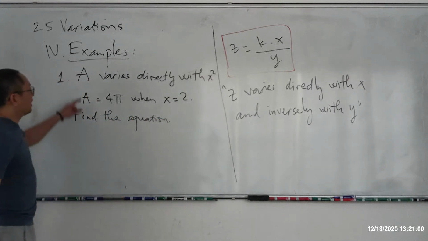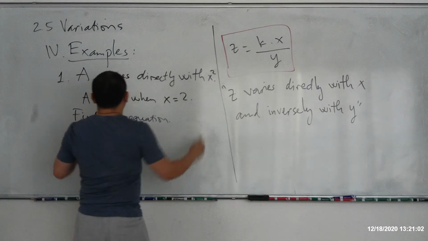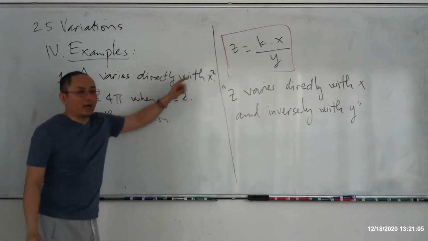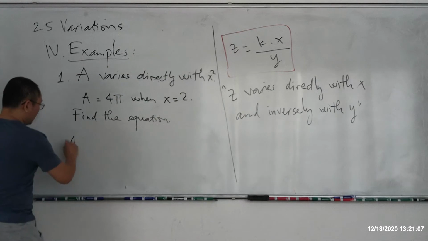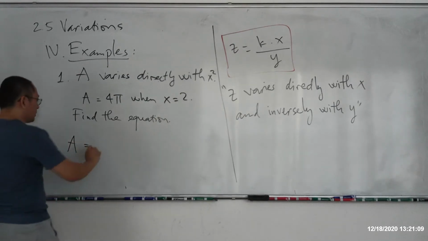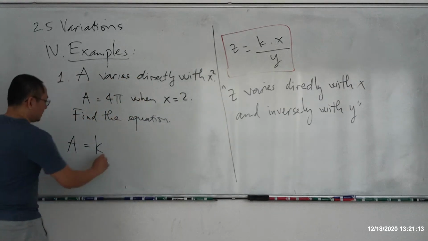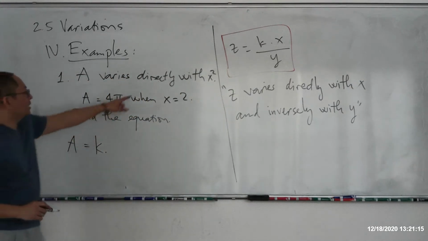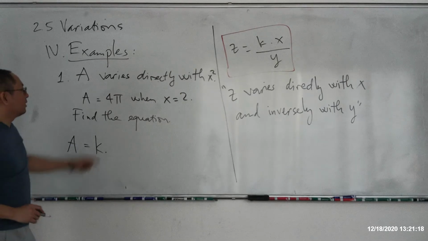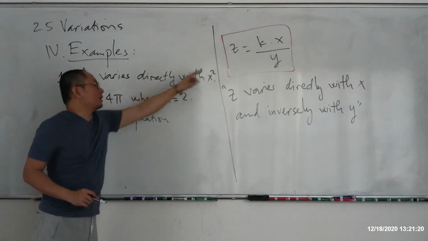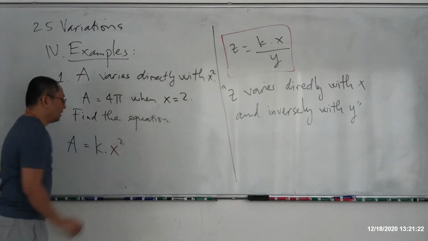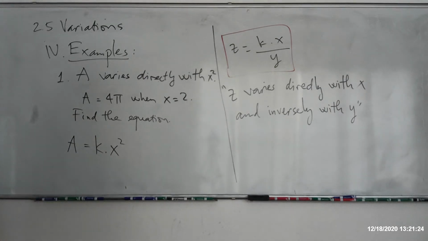All right, so I look at the first sentence right here. A varies directly with x squared. So A is equal to, doesn't matter what, I will start with a constant k, you see? All the formulas going to have a constant k, times something or divide something. And I see the word directly, so I know I multiply. Directly with what? With x squared. K times x squared. I'm done. I have the formula. Okay?